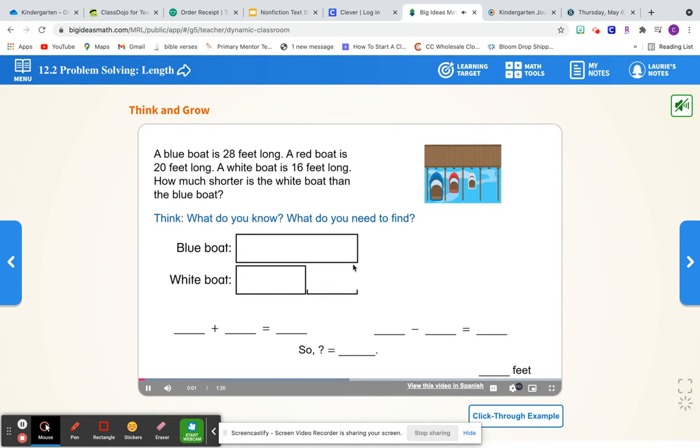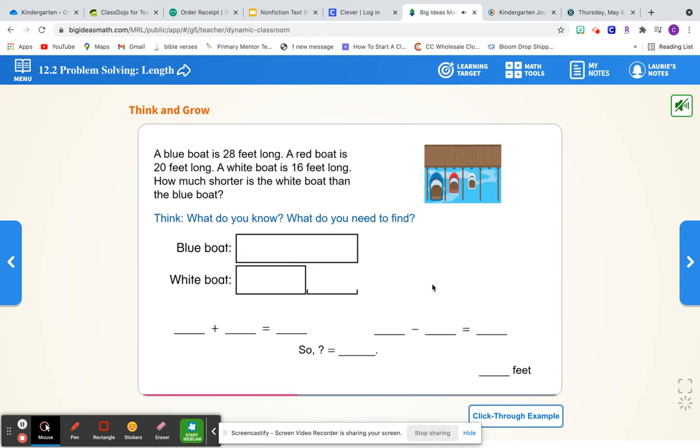A blue boat is 28 feet long. A red boat is 20 feet long. A white boat is 16 feet long. How much shorter is the white boat than the blue boat? Think, what do you know? You know the length of the blue boat, the red boat, and the white boat. What do you need to find? You need to find how much shorter the white boat is than the blue boat.